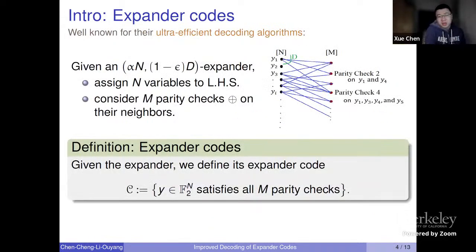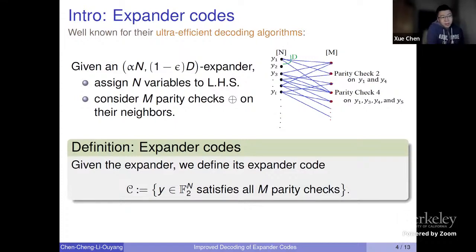So next, let me define expander codes, which are well known for their ultra efficient decoding algorithms. Basically, you can think of the expander as the bipartite graph for the parity checks. Specifically, given an expander, we will assign one Boolean variable to each vertex on the left, and then view each vertex on the right as a parity check on its neighbors. Then the expander code will just contain all binary strings satisfying all m parity checks. There are n vertices on the left, so the length of the code words is n, and m parity checks on the right.